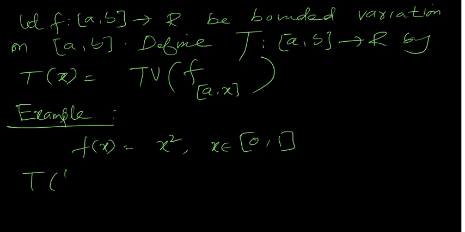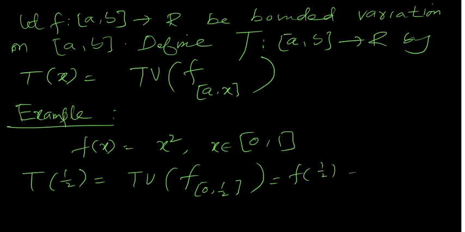Say I want to find T of 1 by 2, which is equal to the total variation of the function f over the interval 0 to 1 by 2. We know that this function is monotonic increasing, therefore the total variation is equal to f of the end point minus f of the initial point. It's equal to f of 1 by 2 minus f of 0, which is 1 by 2 whole square, that's 1 by 4. You can find it at any point, say 1 by 5, or say x in general, which is 0 to x, equal to x square minus 0, which is the same as this function in fact.